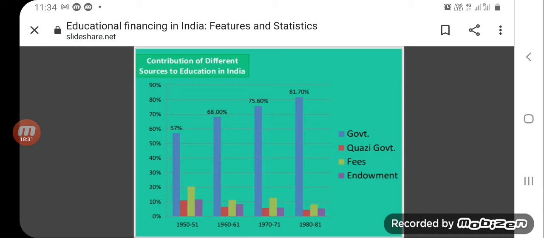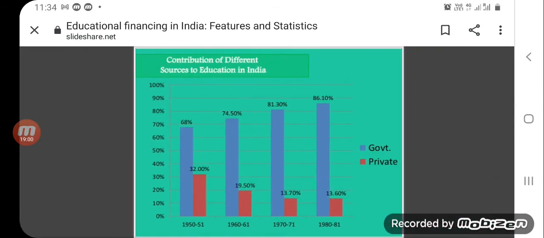It was because different educational commissions put forth different recommendations, and most of the national leaders felt that only by giving education to the citizens the nation could develop. Maybe because of such a concept, such a great vision, different governments go on increasing the funds for education. Then contribution of different sources to education in India, private and government. Again, you can look at the government funding was increasing.